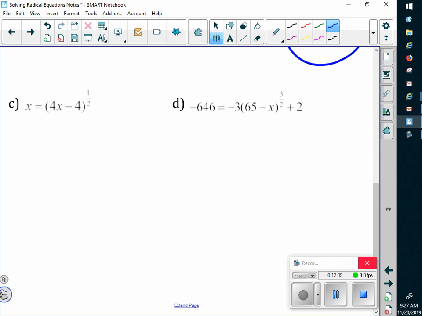C. X equals 4x minus 4 to the 1/2? All right, what do we got to do? Not multiply by 2. Raise it to the power of 2. Yeah. We're going to square both sides. So if we square both sides, what are we left with? X squared.